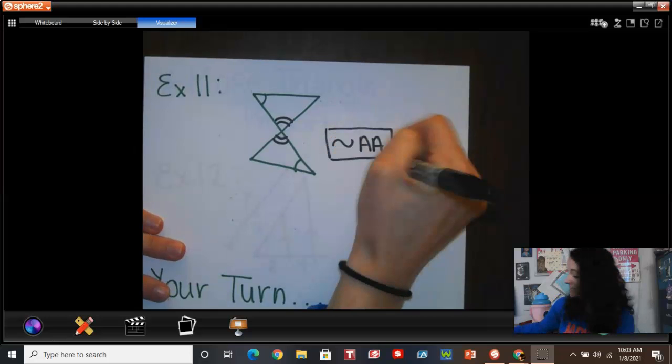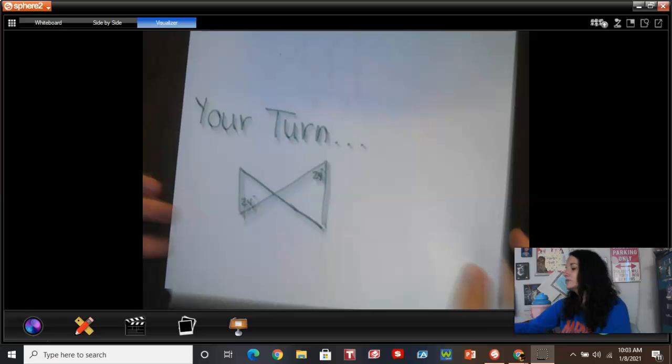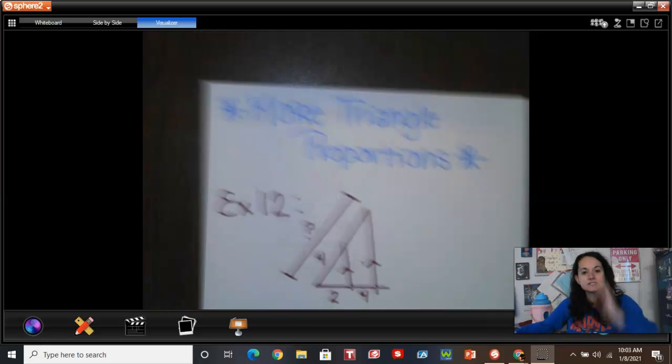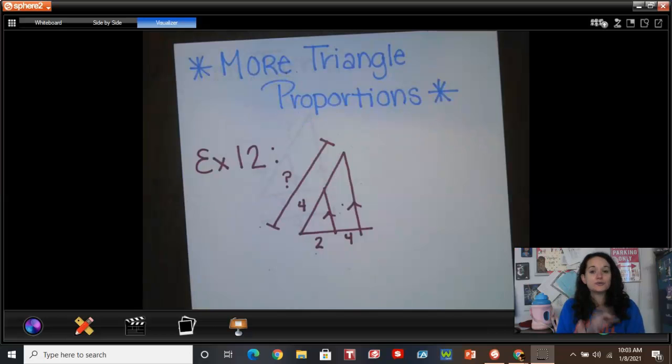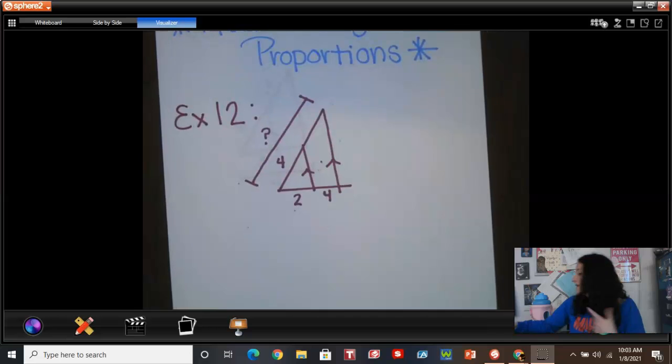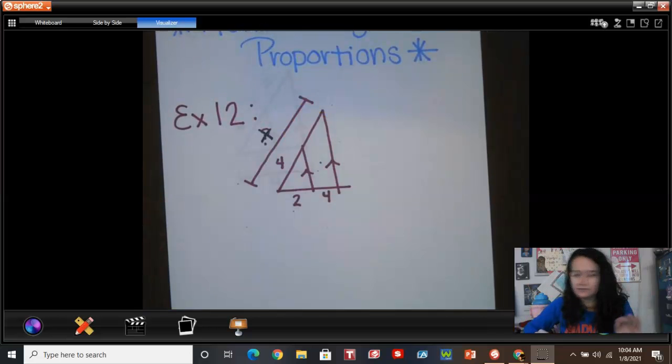Your turn. Okay. Let's keep going. More triangle proportionality. So this is section 6.6, and this is all about just seeing what matches up to create your proportions. All right, so when I look at my first one here, I'm going to replace all my question marks with an X because it just makes it easier for me.